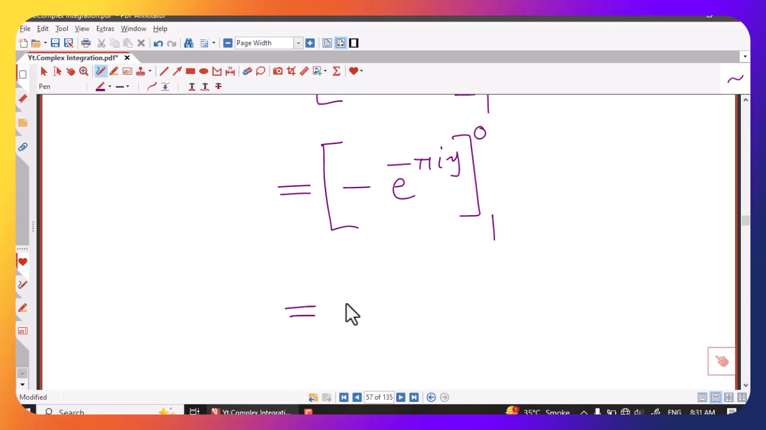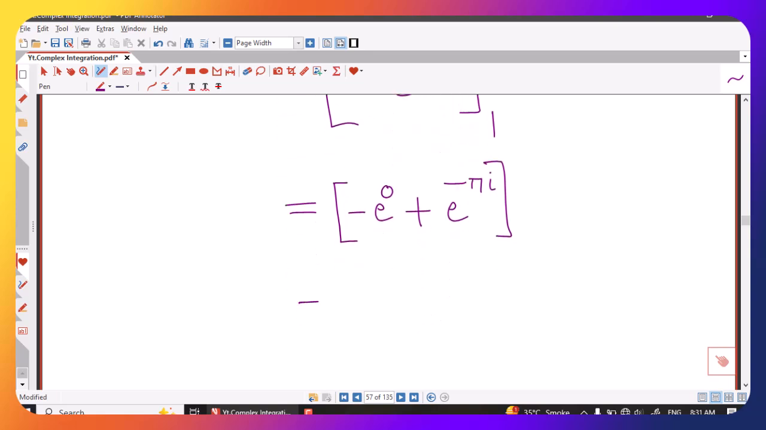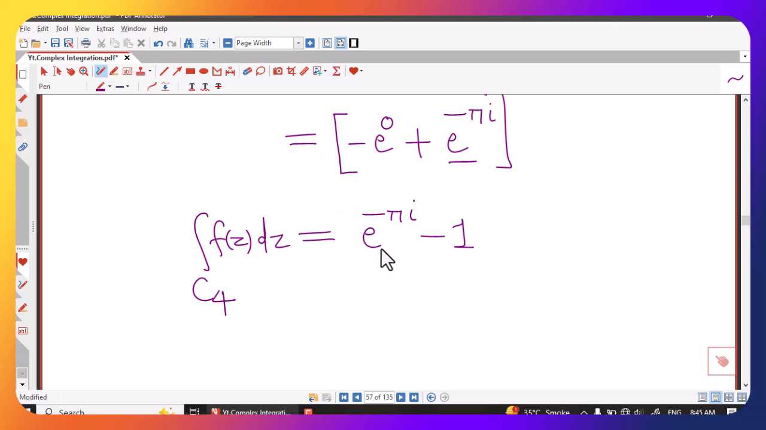and finally we put y equal to 0, that is we have minus e raised to 0 minus, minus plus e raised to minus pi i, as y equal to 1 will give us e raised to minus pi into i. And now we can write this first, e raised to minus pi i, e raised to 0 is 1, so this is minus 1. So this is the integral of f of z along C4. So along C4 we have e raised to minus pi i minus 1.